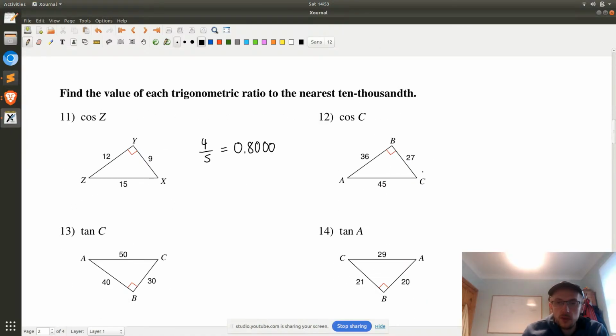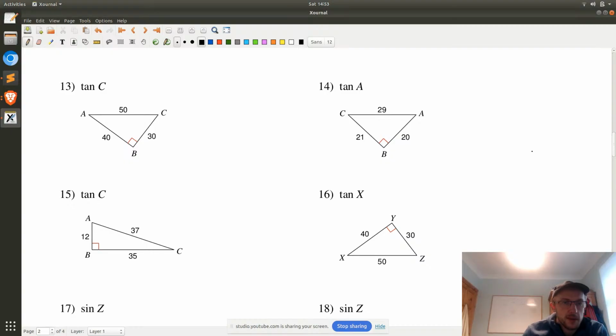Cosine of C here is adjacent over hypotenuse, so 27 over 45, which reduces to 3 over 5, which decimalizes to 0.6000 to the nearest 10,000th. Tangent of C is opposite over adjacent, so 40 over 30, which reduces to 4 over 3, which decimalizes to 1.3333. Tangent of A is 21 over 20, which actually can't be reduced, but you can decimalize it.